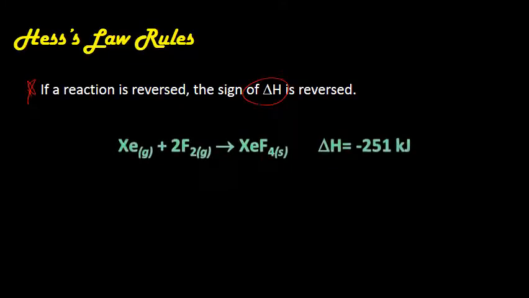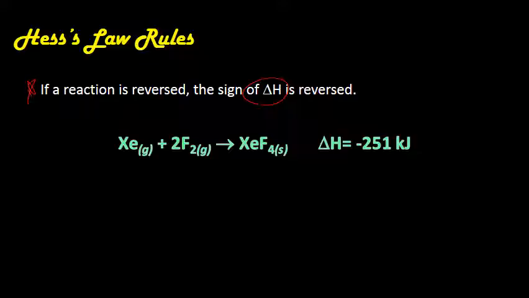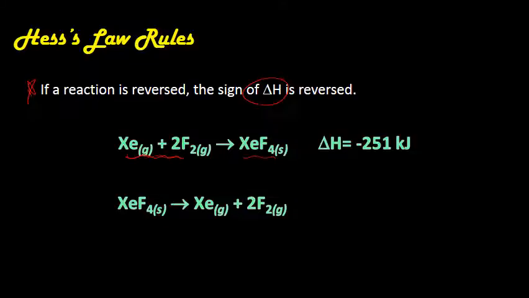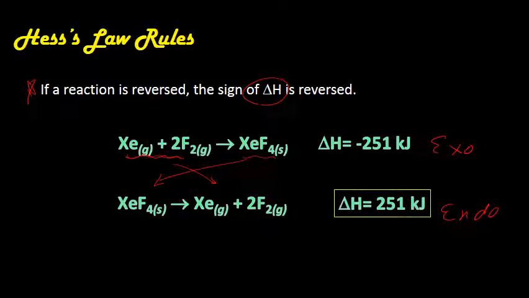So take a look at how this works. Take a look at this particular reaction. If we take these two reactants and make this product, it's an exothermic reaction resulting in negative 251 kilojoules. But if this reaction is reversed, flipped around, so now my products become reactants and my reactants become products, well, instead of the reaction being exothermic, where energy is released, you're going downhill, you have to go uphill. It's now an endothermic reaction, and the sign is also flipped.